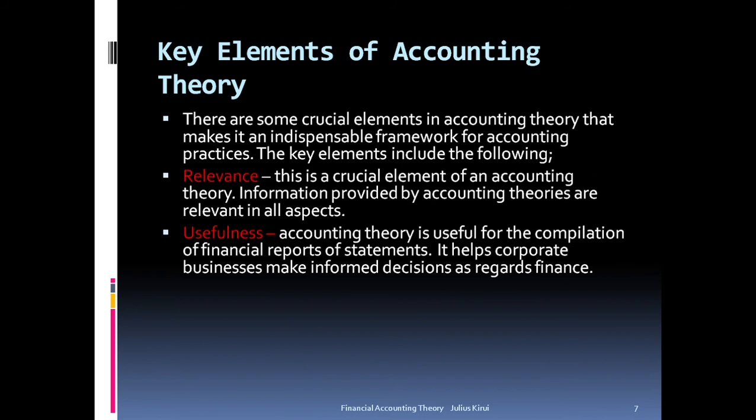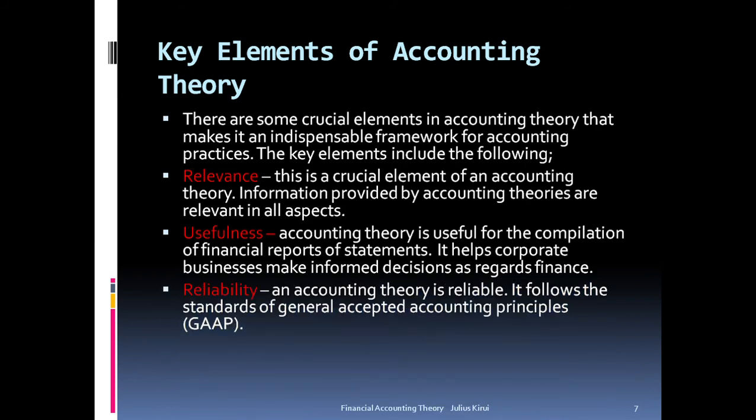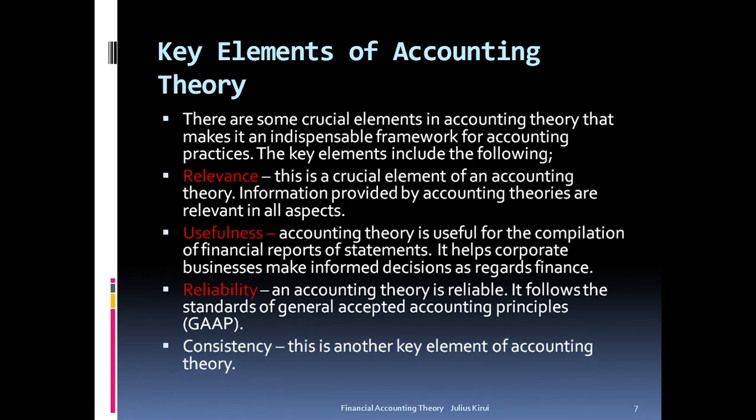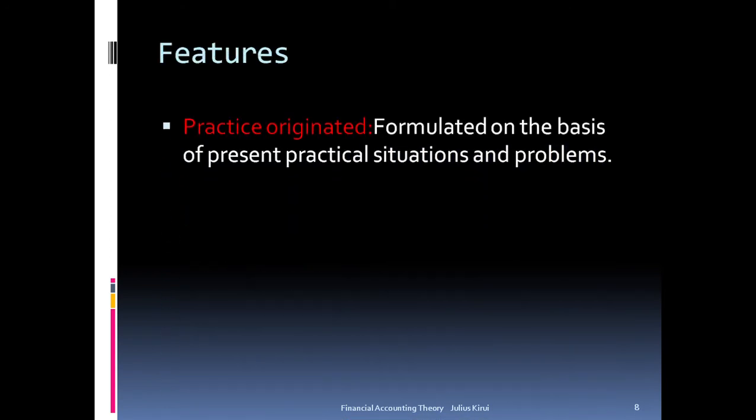Usefulness. Accounting theory is useful for the compilation of financial reports and statements. It helps corporate businesses make informed decisions as regards finances. So it is a useful component; it must be useful. Reliability. An accounting theory is reliable. It follows the standard of generally accepted accounting principles. Finally, consistency. This is another key element of accounting theory. It must be consistent; you can use it consistently.